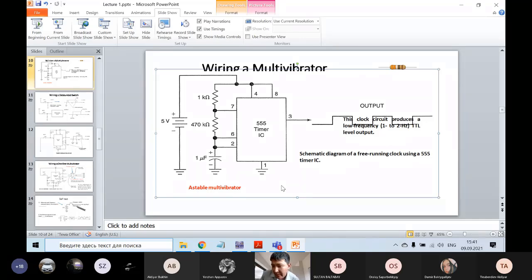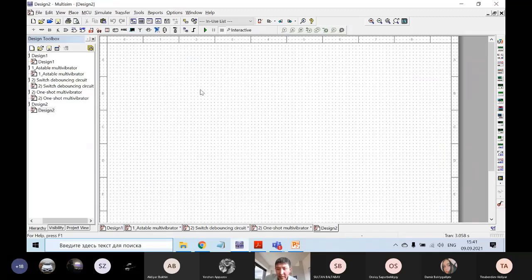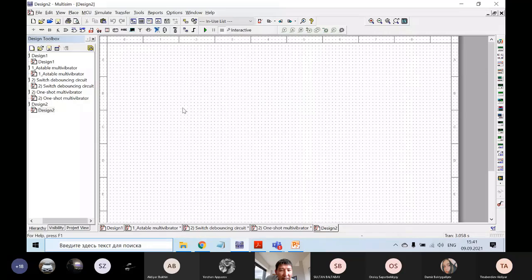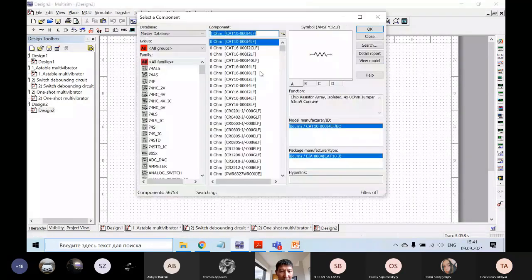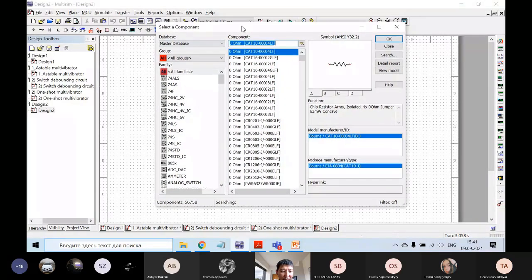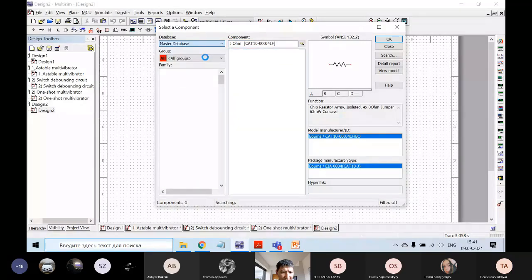Okay, let's start. So first we need to find here. You click on the right button, and here you select a component. So here it has some database, but we need to use master database.